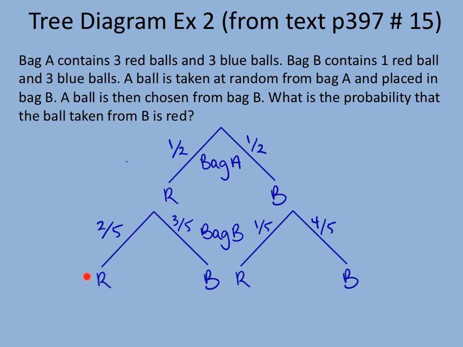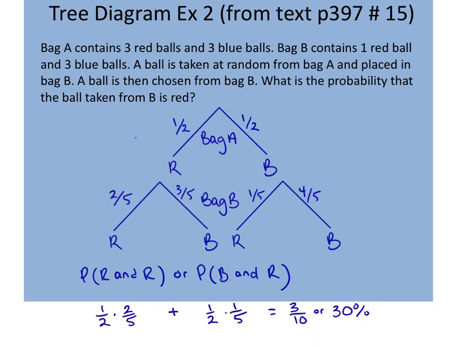So I can get a red following this scenario. I can also get a red following this scenario. So listen again carefully to the words. I can take a red ball out of bag A and then get a red ball out of bag B, or I could take a blue ball out of bag A and then still get a red ball out of bag B. So I'm going to write that up using probability notation.